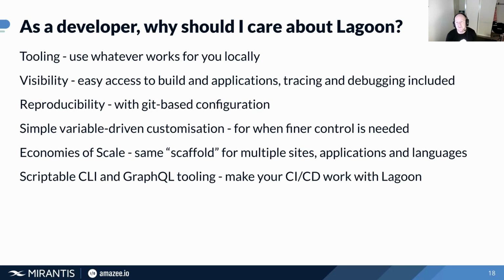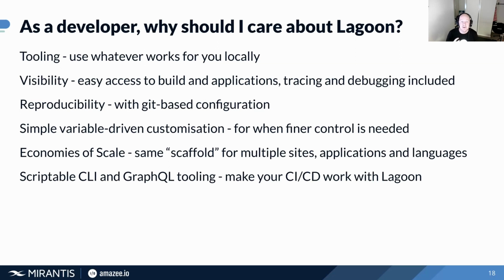The economy of scale, basically using this same scaffold, using the same Lagoon configuration, you can deploy a Drupal site, a WordPress site, a Node.js. You can deploy a Django-based learning management system. They all use the same underlying concepts. They all use the same labels in Docker Compose files. They all have the same standard config file.